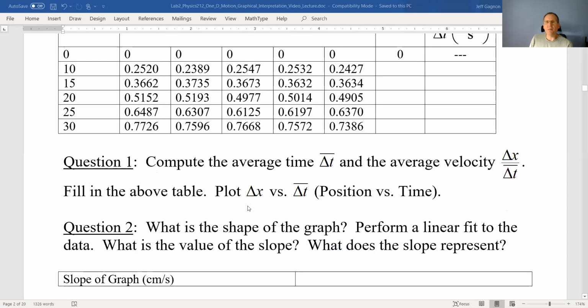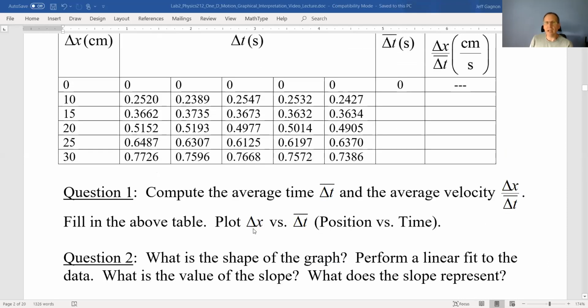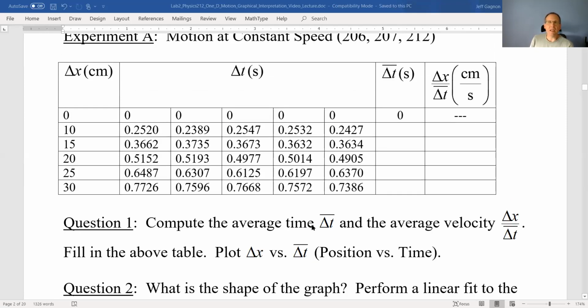And then I want you to plot delta x versus delta t. So using Pascal Capstone, plot position versus time. So what does that mean? It means that, and you gotta be careful here, delta t will go on the x-axis. That's sort of the independent variable. And then delta x, which is really our position, that's on the y-axis. So x and then y.